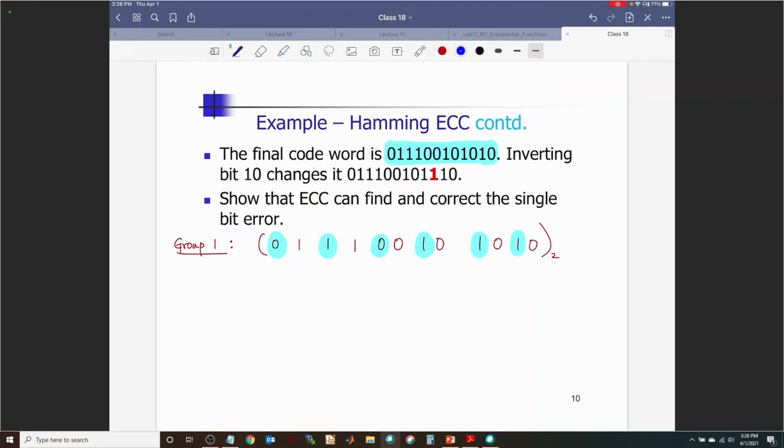So what is the parity of this group? How many ones do you see here? 1, 2, 3, 4. Four ones. Does it make it even parity or odd parity? Four ones are of course even parity. Even parity means you're okay. You don't have an error in group 1. All right.